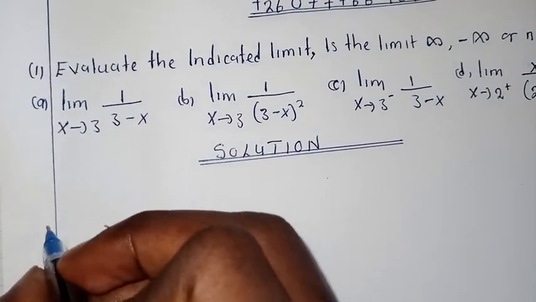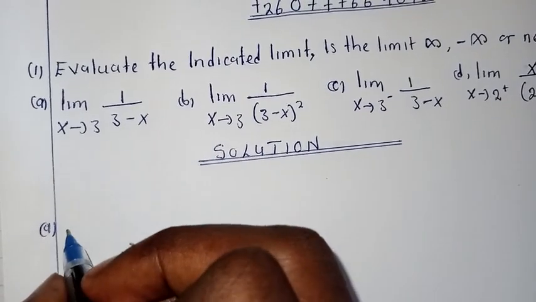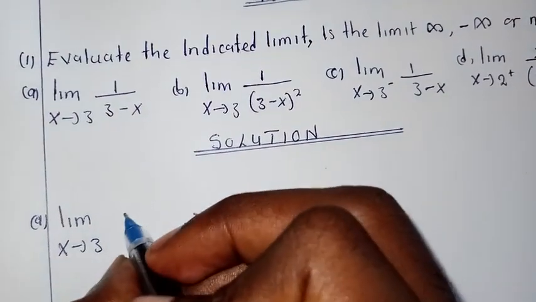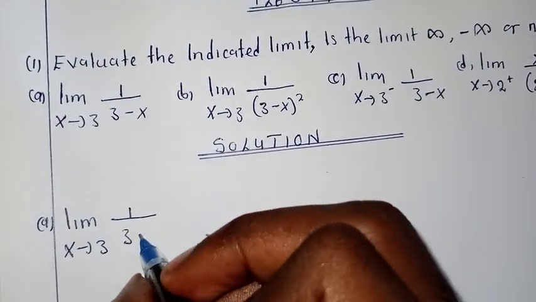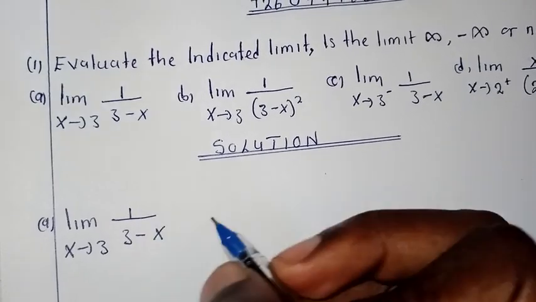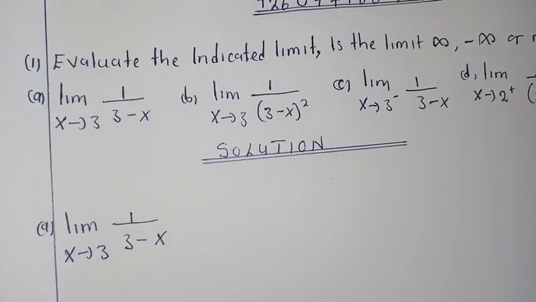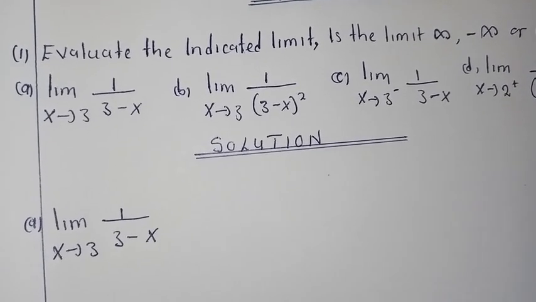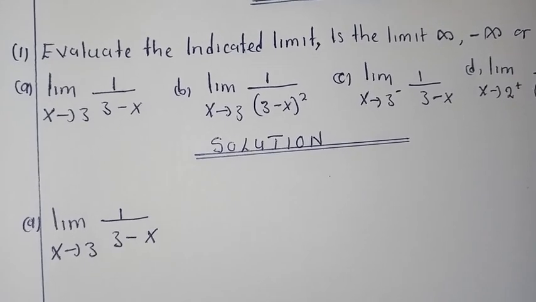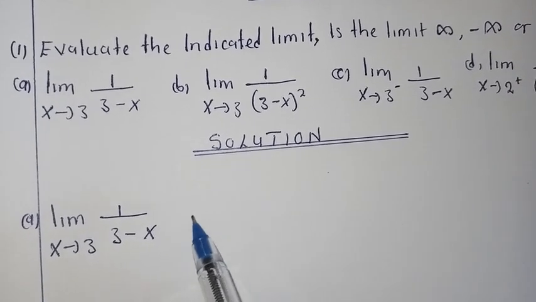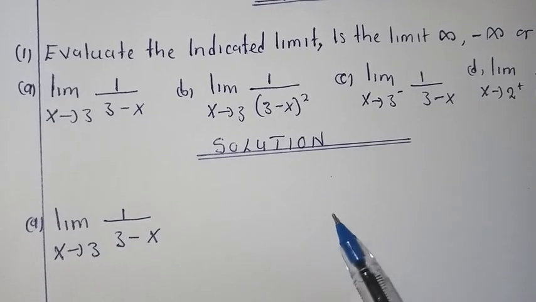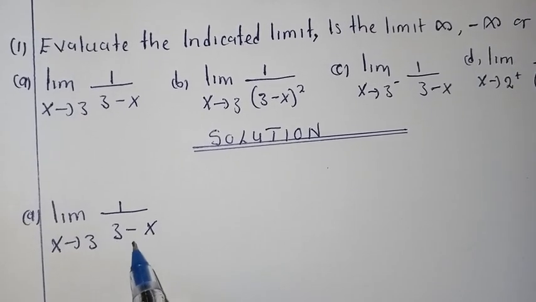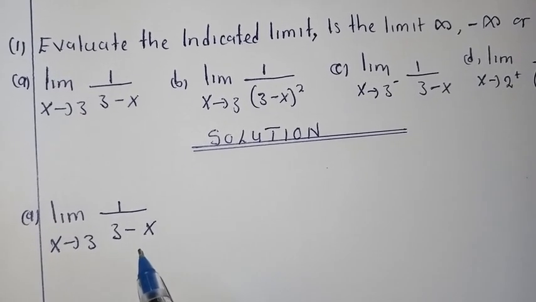The first question is saying we have the limit as x is approaching 3 of 1 over 3 minus x. So now here, the basic overview of everything, they just want us to show them whether this limit is in the positive infinity or negative infinity. Now we know that if we put a 3 here, then 3 minus 3 is going to give us 0, and that is undefined.